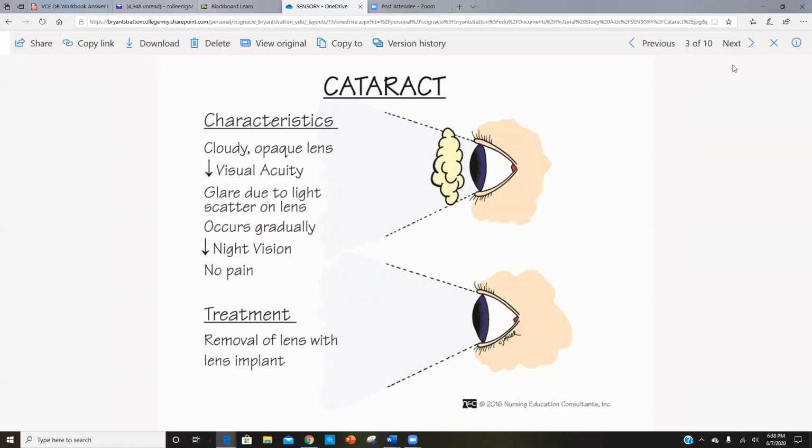For post-operative care, usually it's cataracts that will be removed surgically. So post-operative, we will keep the operative eye covered. We will elevate the head of the bed 30 to 45 degrees and do not turn the client onto the operative side, because that will create too much pressure on their eye.